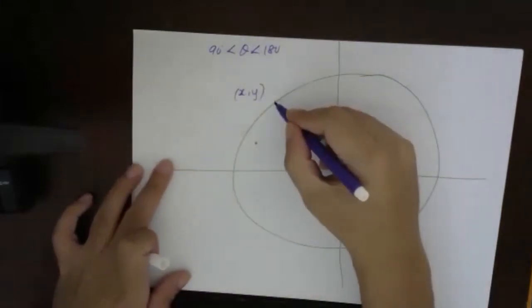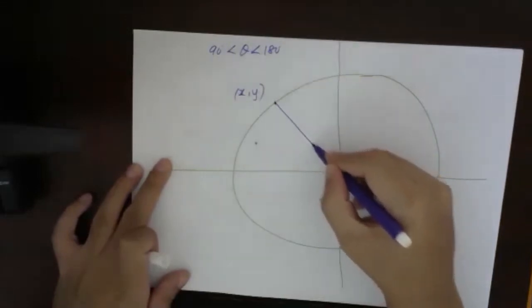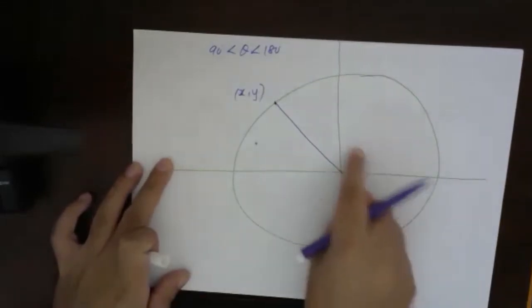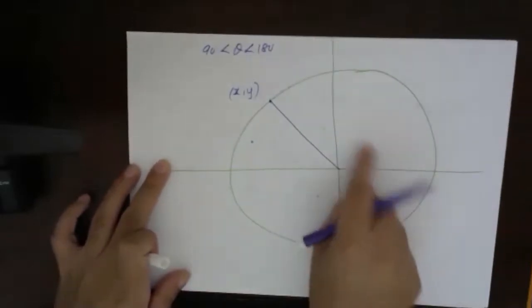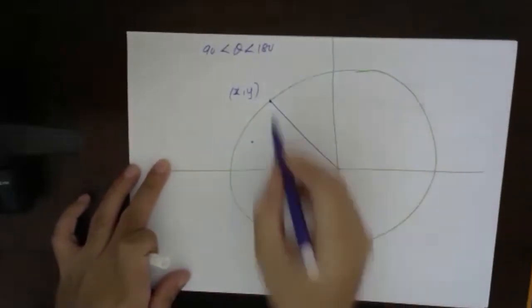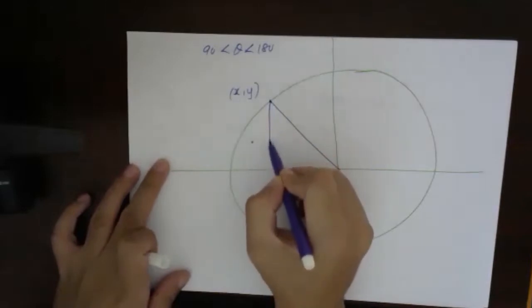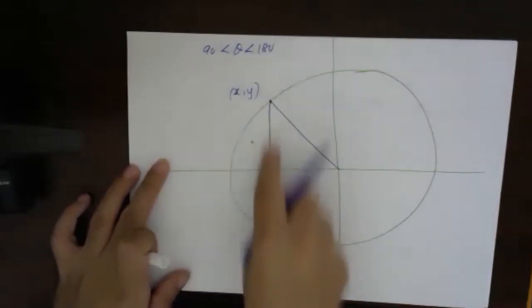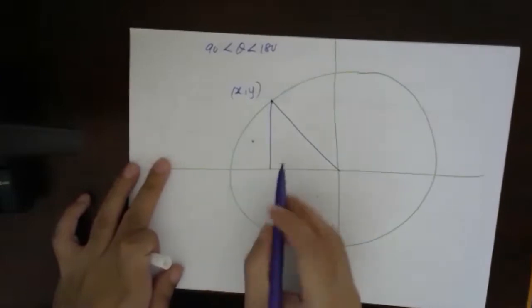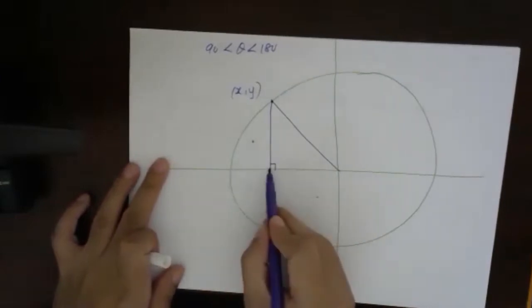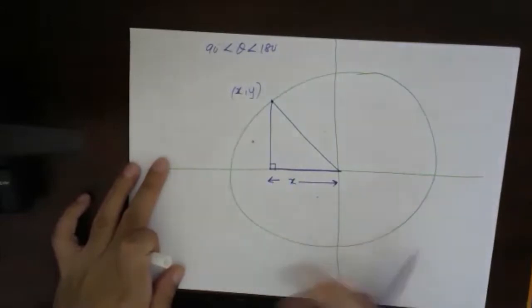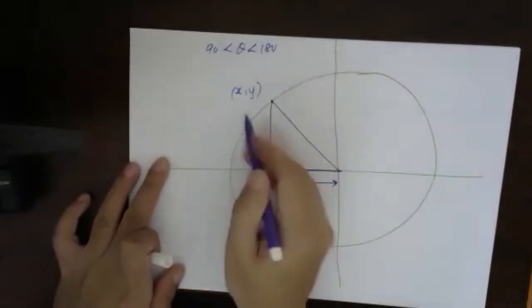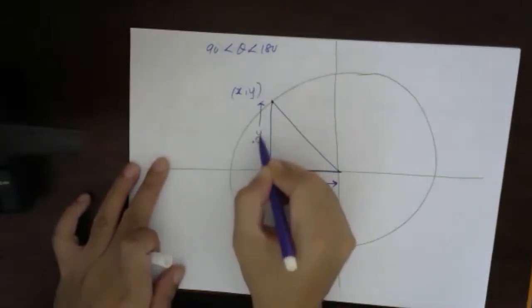Now if I join this, this is the obtuse angle. Till here it was acute, now it is obtuse. So this is the total angle, right? From this point also I will draw a perpendicular. So now this is 90 degrees. This total distance is x, and this height is y. So this total distance will be y, right?